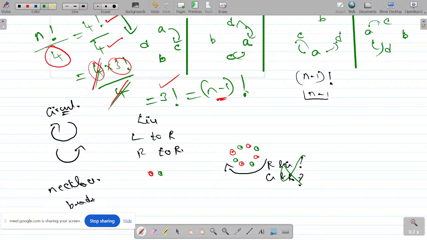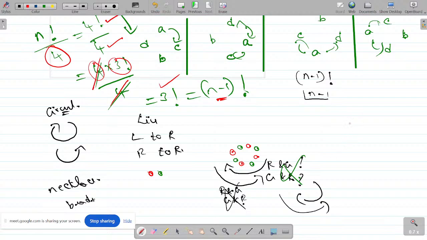Likewise, if you go anti-clockwise, red and green, green and red, both are the same. So whether you go clockwise or anti-clockwise, both are the same only.